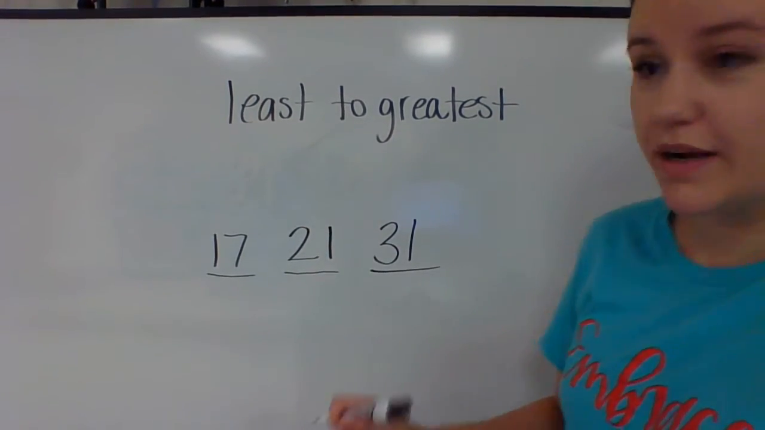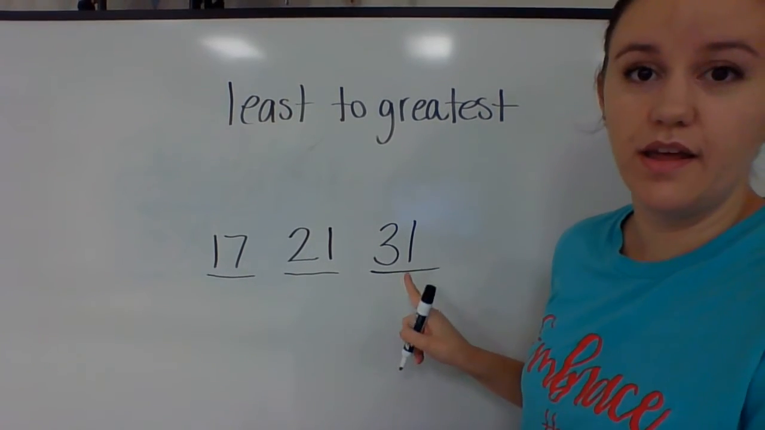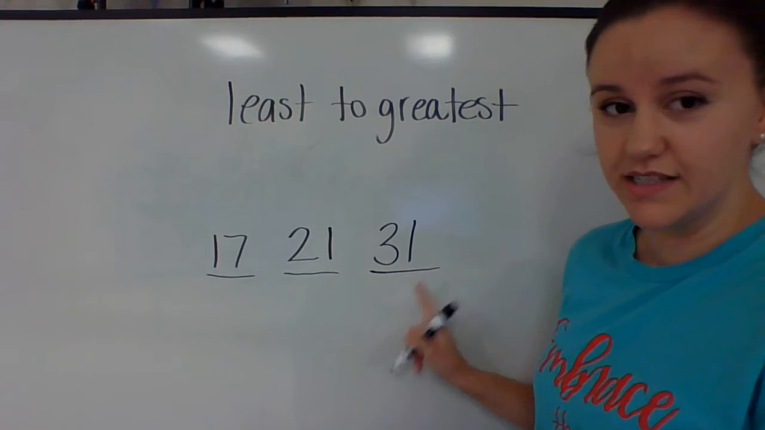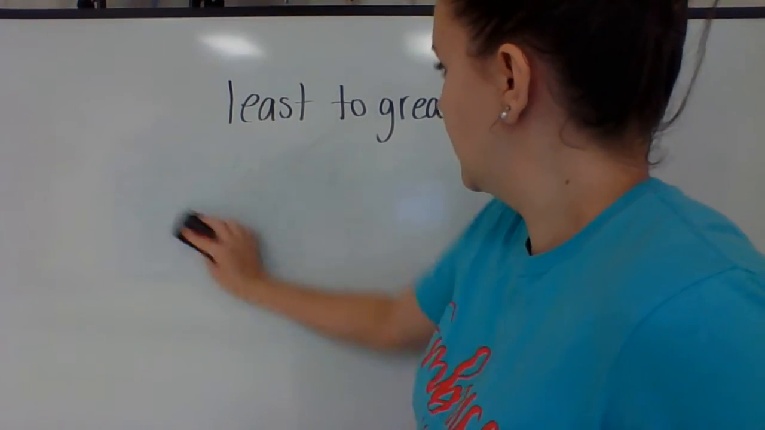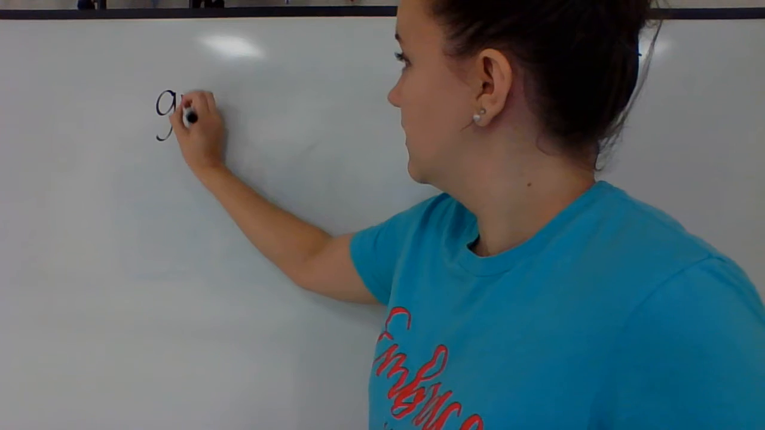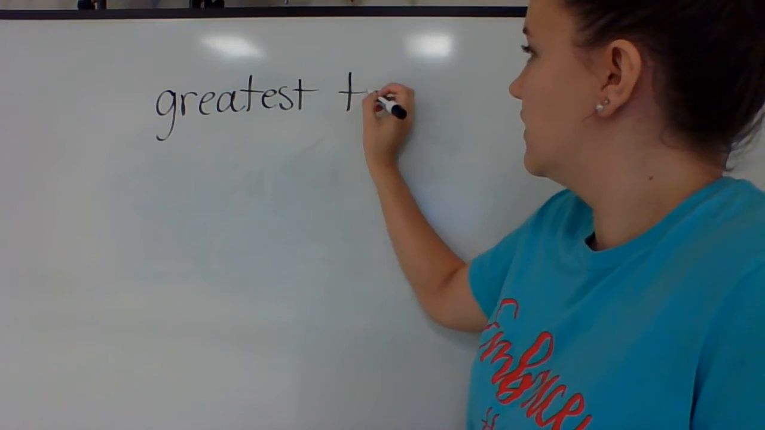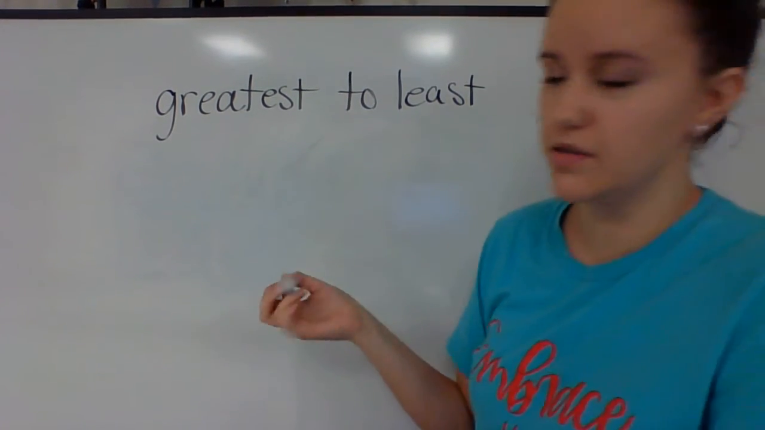So I just ordered my numbers from least to greatest: 17, 21, and 31. This is the lesser of those numbers. This is the greatest of the numbers, and then the 21 falls in the middle. Okay, let's do greatest to least. So kind of backwards order, kind of like we're counting backwards. Let's do greatest to least.